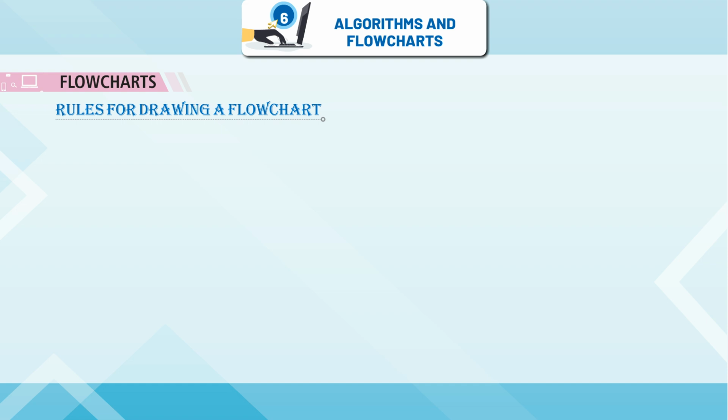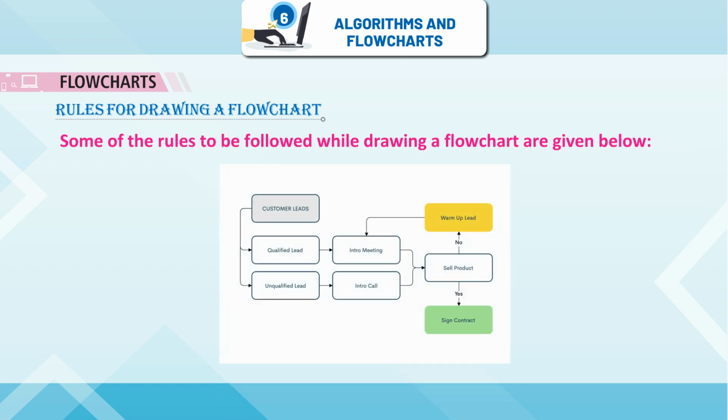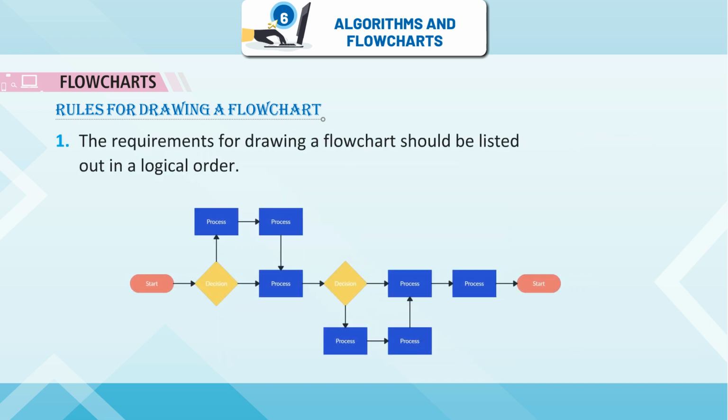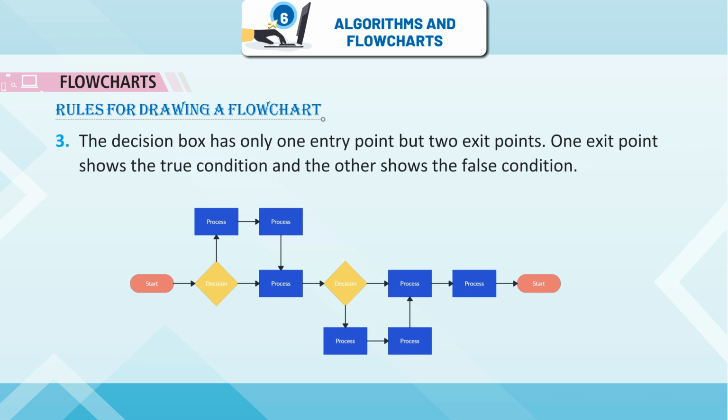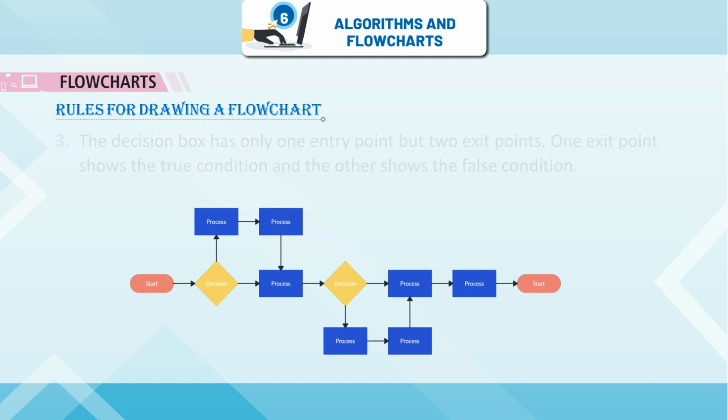Rules for drawing a flowchart. Some of the rules to be followed while drawing a flowchart are given below. 1. The requirements for drawing a flowchart should be listed out in a logical order. 2. Every flowchart should have starting and ending points. They are represented by a start symbol and a stop symbol. 3. The decision box has only one entry point but two exit points. One exit point shows the true condition and the other shows the false condition.